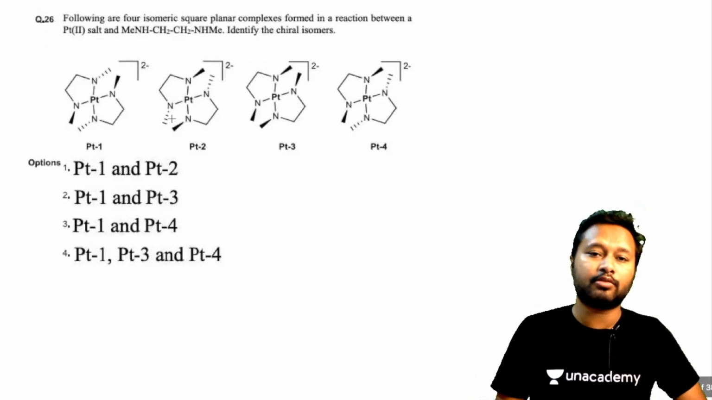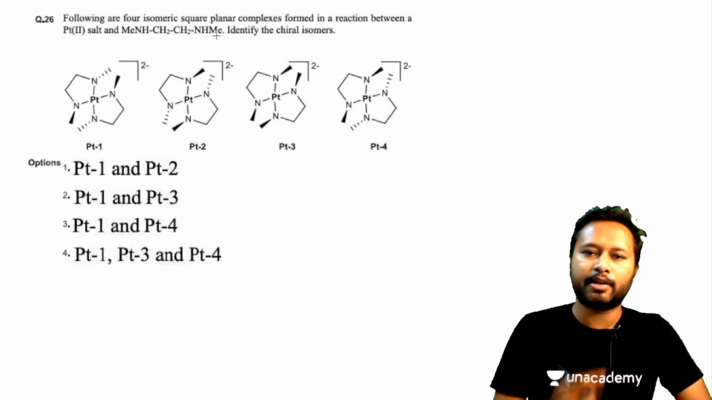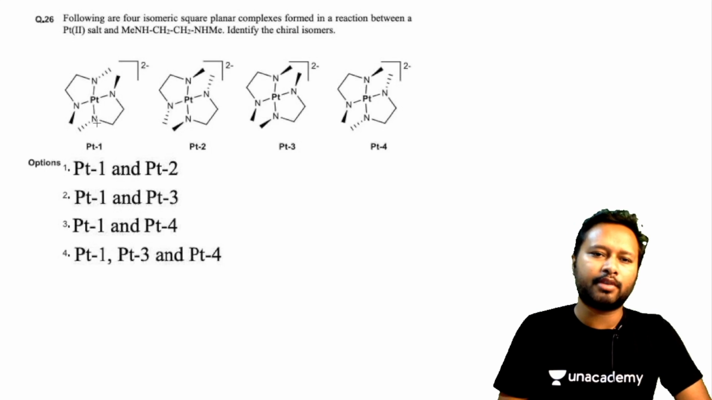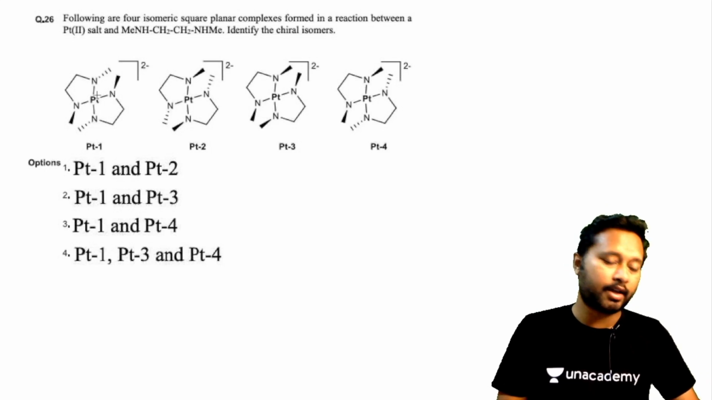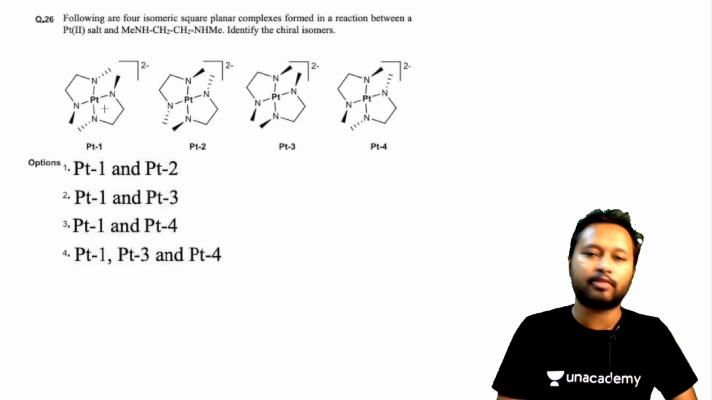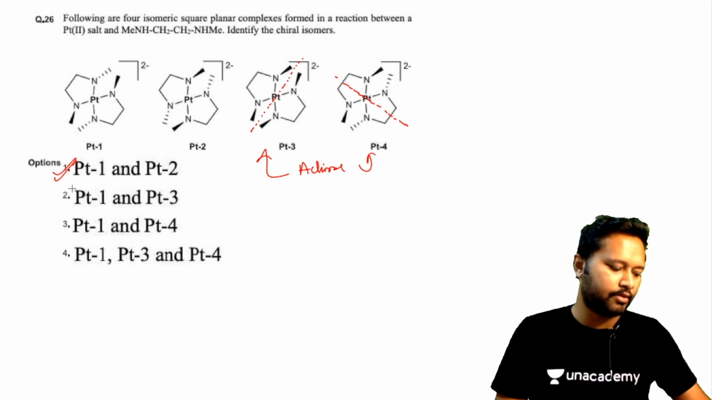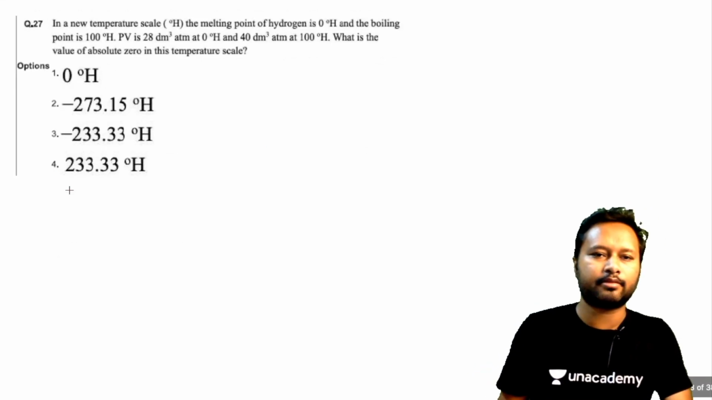This is again a good question. It says the following are 4 isomeric square planar complexes formed by the reaction given below, and they are asking to identify the chiral compound. Option 1 is chiral because it does not have any plane of symmetry. The second also does not have any plane of symmetry. The third one has a plane of symmetry, which I can draw like this, bisecting the molecule into 2 equal halves. The fourth also has this plane of symmetry. So third and fourth are achiral, whereas first and second are chiral. Option number 1 is your correct option. Let's go to the next one.